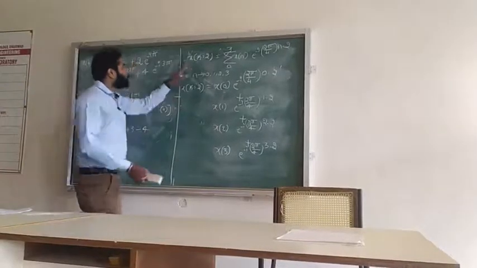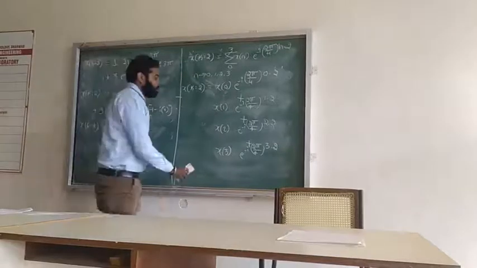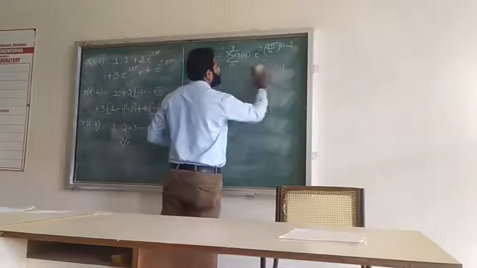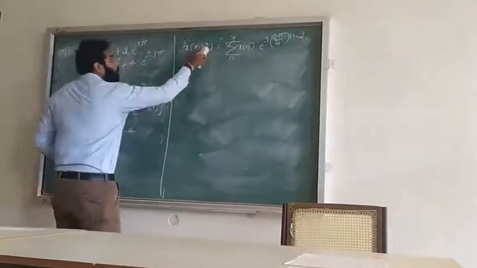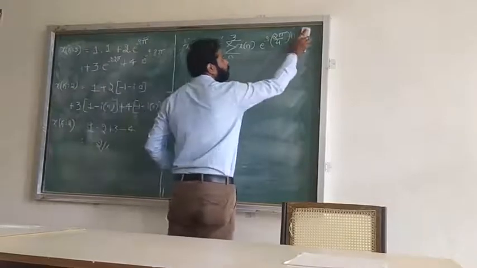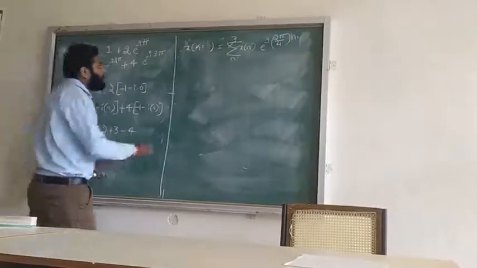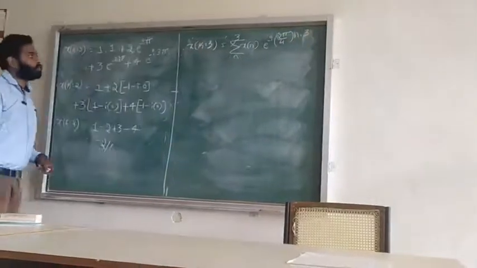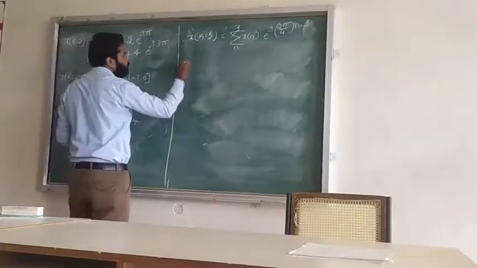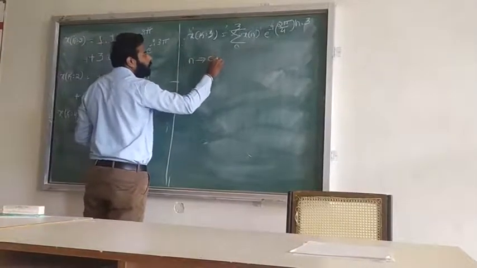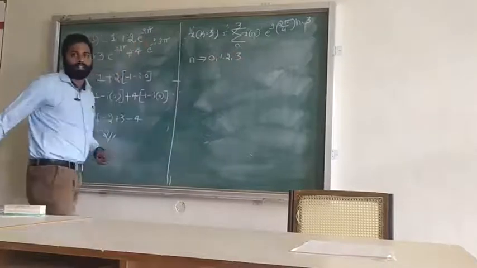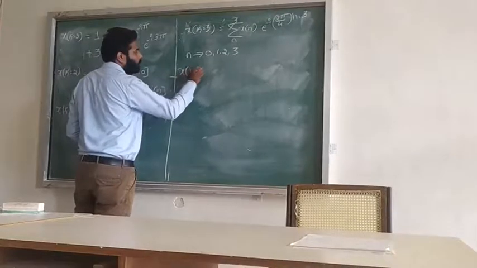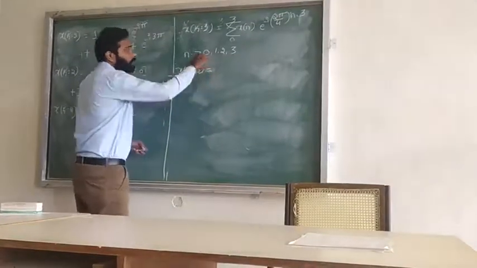Okay. The last one we will deal with is x at k equal to 3. So in place of k, first we'll write 3. Now in the general equation, we put n equal to 0, 1, 2 and 3. So x at k equal to 3 becomes, first we'll put n equal to 0.